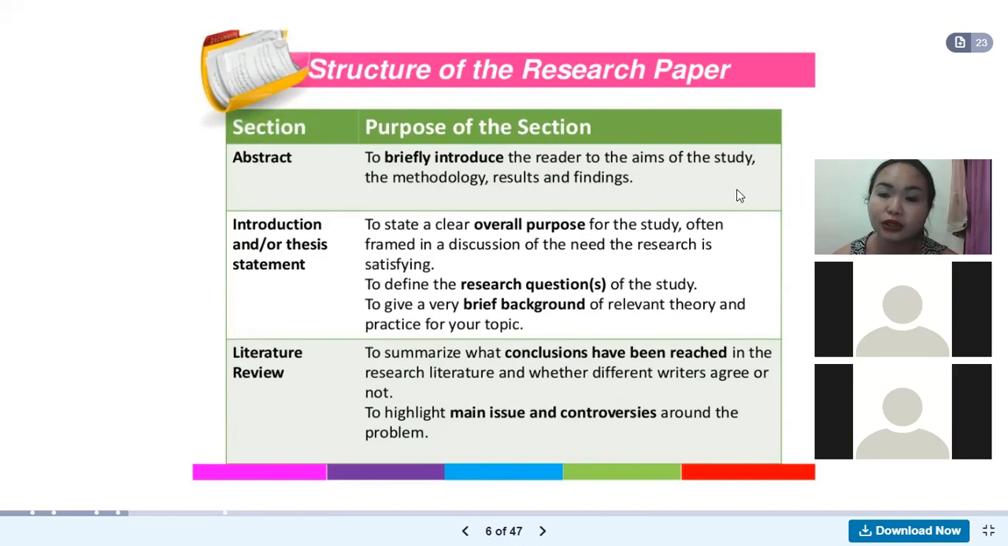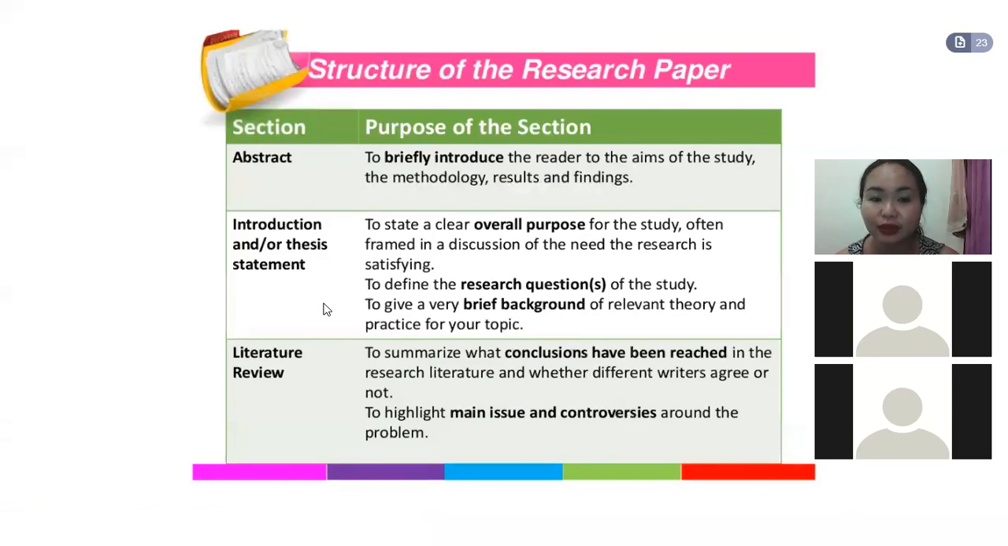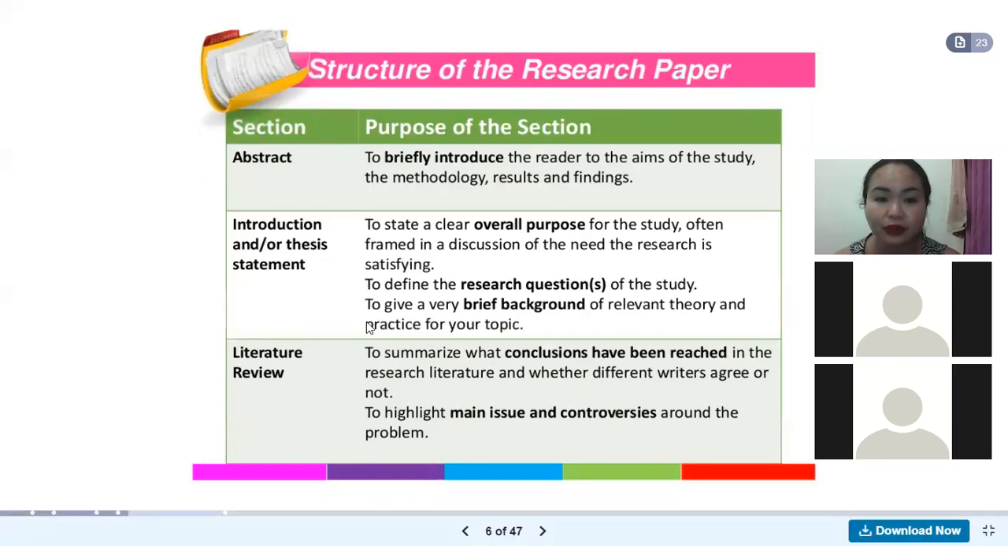But there are also abstracts that are just one sentence, one paragraph, or 200 words, or without a conclusion. When we say introduction, technically all types of research have an introduction. It can't be absent. This is to state the clear overall purpose of the study. You should expound why it is important to know your study, or why it is important to research such a study. And often, framing the discussion of the need for the research is satisfying.